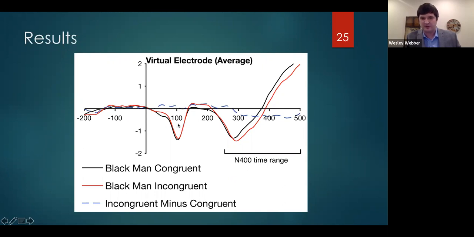The thing to note here is, up until this point, I've indicated the M400 time range. This is what went into the statistics. This is where we would expect to see a more negative amplitude for incongruent trials than congruent. And as we can see, the red is the average for the incongruent words, so the non-stereotypes, whereas congruent are the stereotypes. So again, this difference presumably indicates the additional effort that's needed to activate the non-stereotypes versus the stereotypes here. This tells us that according to M400 logic, the stereotype content was already active to some extent just by seeing the picture of a Black man.